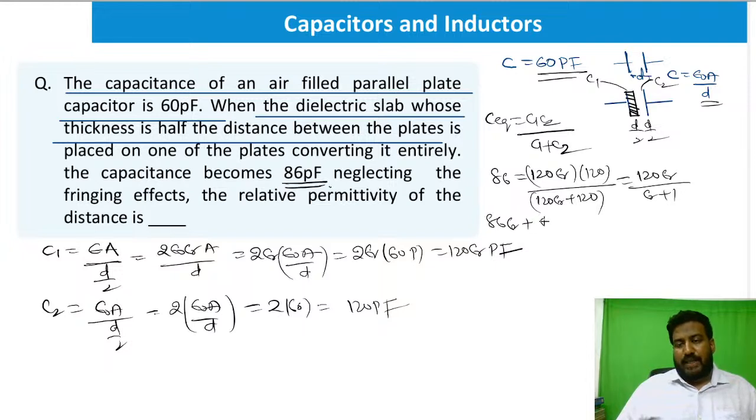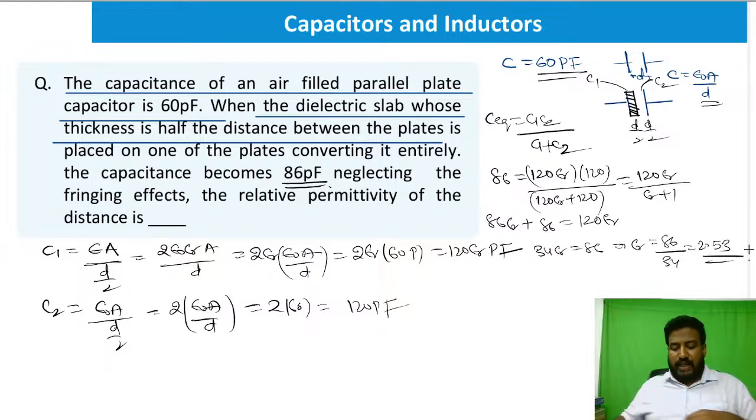86 epsilon r plus 86 is 120 epsilon r. 34 epsilon r is 86. Epsilon r is 86 by 34, which is 2.53. That's your answer. Any doubts, please let me know.